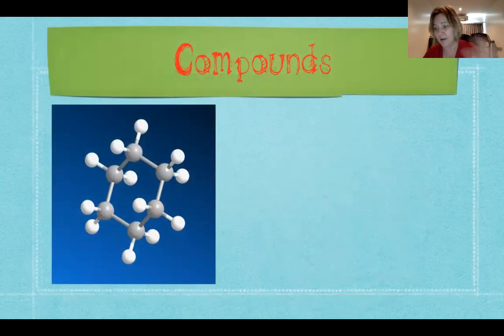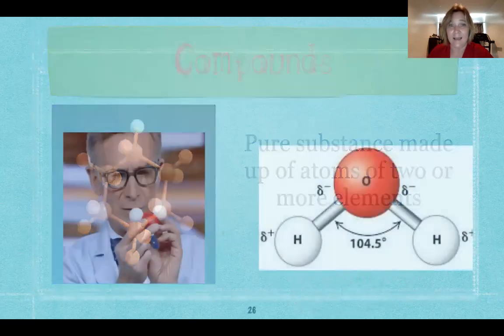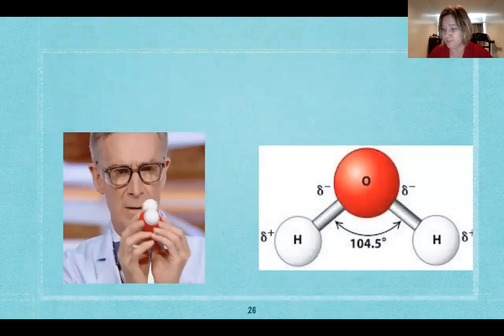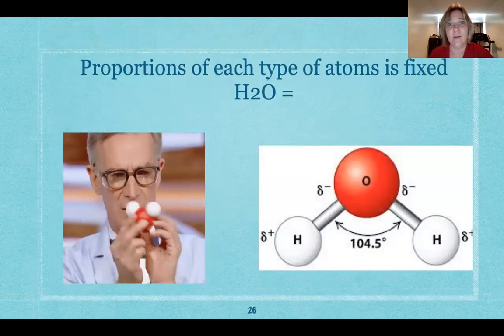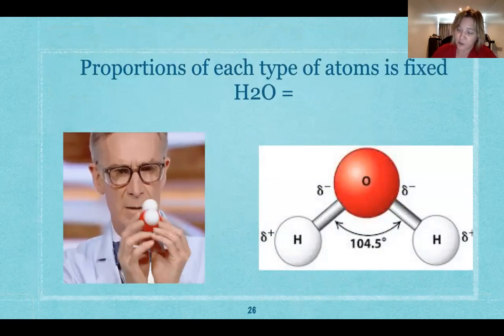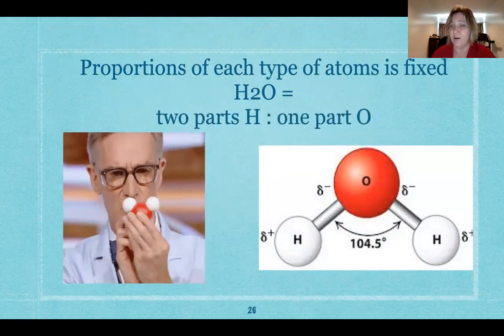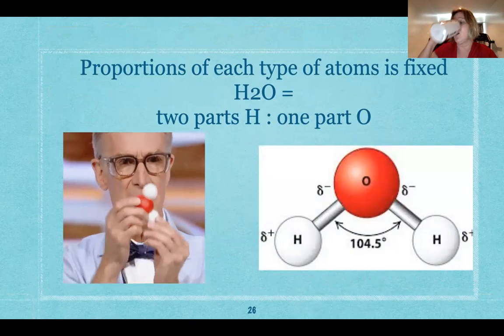Next are compounds. These are pure substances that are made of atoms of 2 or more elements. The proportion of each type of atom in a compound is fixed. For example, H2O has 2 parts hydrogen, 1 part oxygen, always and forever.